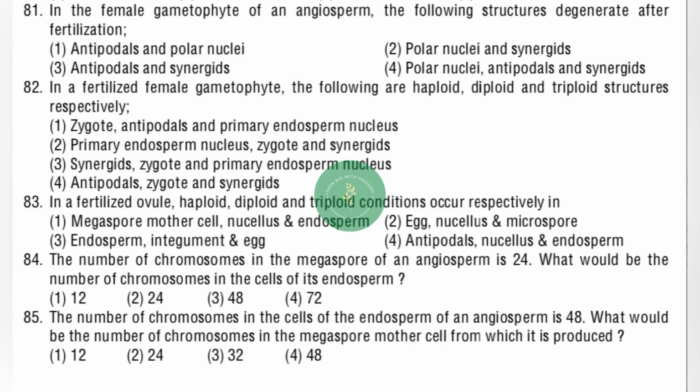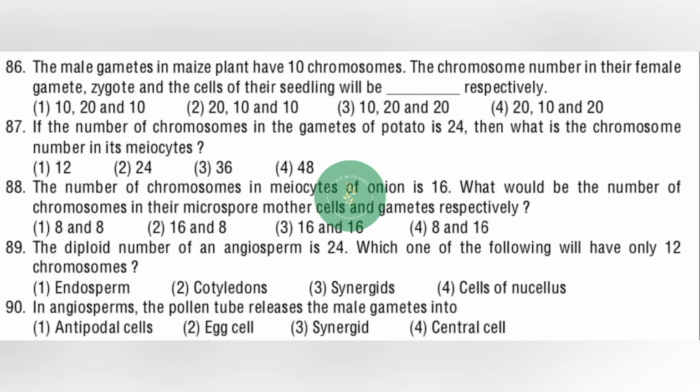Question number 85. The number of chromosomes in the cells of the endosperm of an angiosperm is 48. What would be the number of chromosomes in the megaspore mother cell from which it is produced? And the option is 3, 32. Question number 86. The male gametes in maize plant have 10 chromosomes. The chromosome number in their female gamete, zygote and the cells of their seedling will be dash respectively. And the option is 3, 10, 20 and 20.